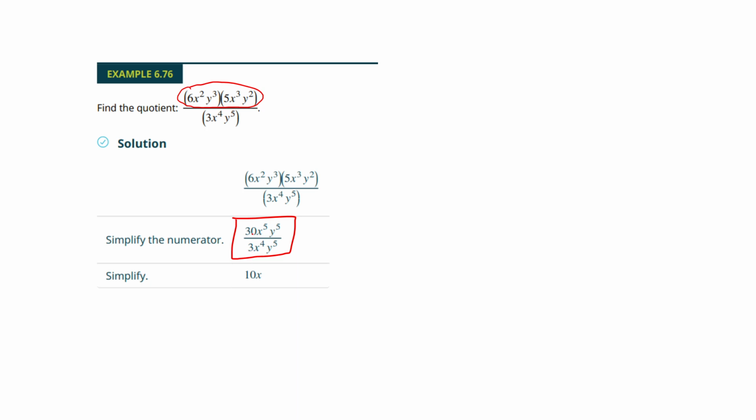Okay, the 3 and 30 would reduce down to 10. X to the 4th and x to the 5th, there'd be 1 x left on the top. And then look what happens here. Y to the 5th and y to the 5th, you could think of them as just canceling. Or if you were thinking of it like the rule, that gets me y to the 0. Well, y to the 0 is 1, so that's really going to have nothing to do with it. So all of that simplifies down to 10 to the 10x.